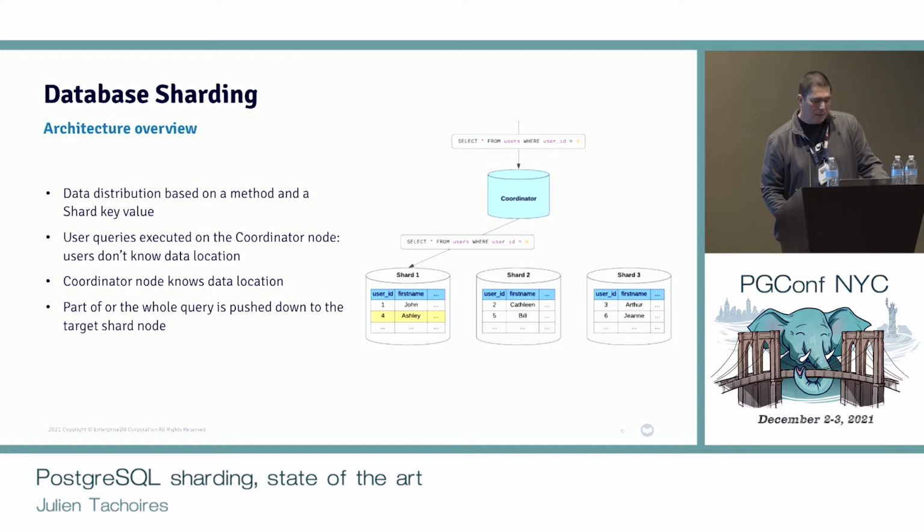But what happens if we use, for example, the first name column as the shard key and execute the same query? In this case, the coordinator node does not know where the data is located because the shard key is not used, so it has to scan all the shards. And depending on the query executed, part of or the whole query is pushed down from the coordinator node to the shard node.